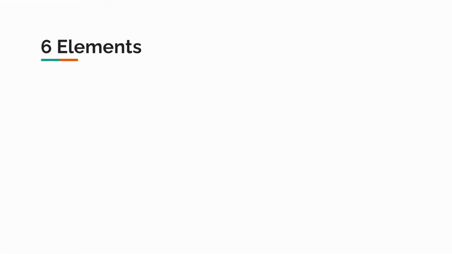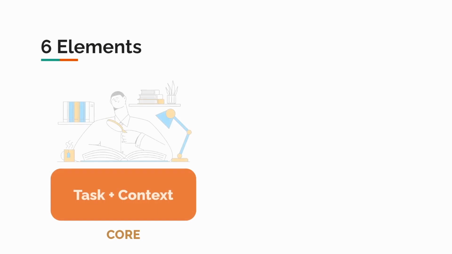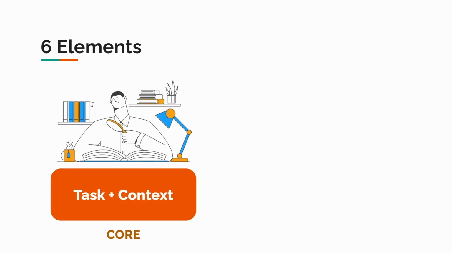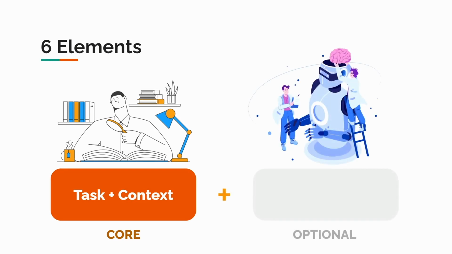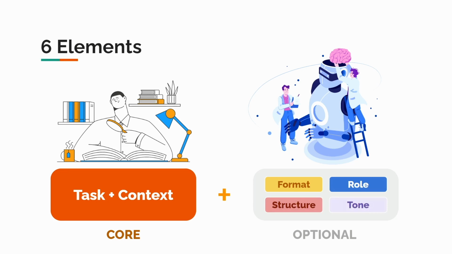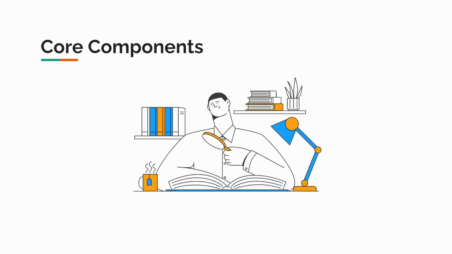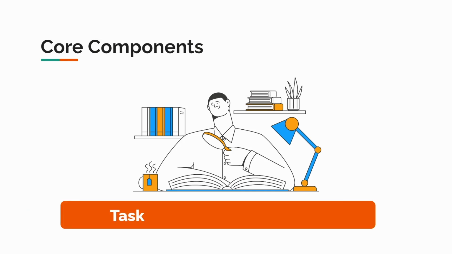An effective prompt usually consists of 6 elements. Including these elements usually can improve the quality of the outputs. The first 2 elements, task and context, are the core components, while the remaining 4 elements, format, structure, role, and tone, are optional but beneficial. Let's start with the core components, task and context.